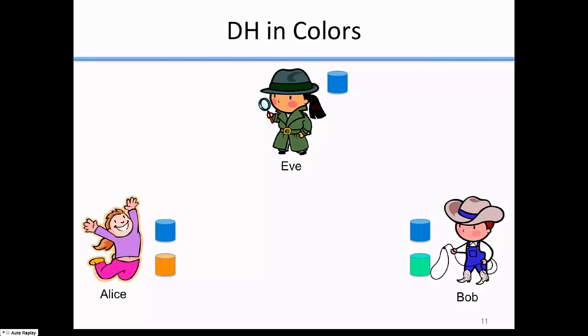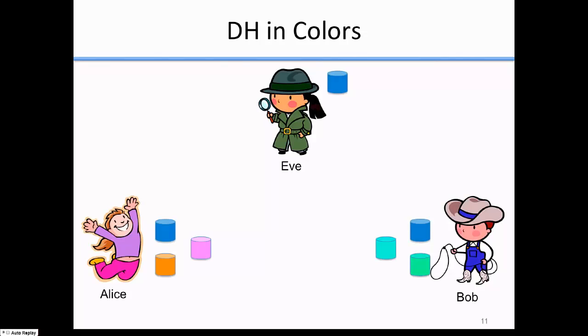In the next step, Alice is going to take the blue color that everybody knows about and her secret color, and she's going to mix them together. And in this case, when you mix that blue and that burnt orange, you get kind of an ugly looking pink. And Bob's going to do the same thing. He's going to mix together the blue and his secret green, and you get kind of a slightly more bluish green.